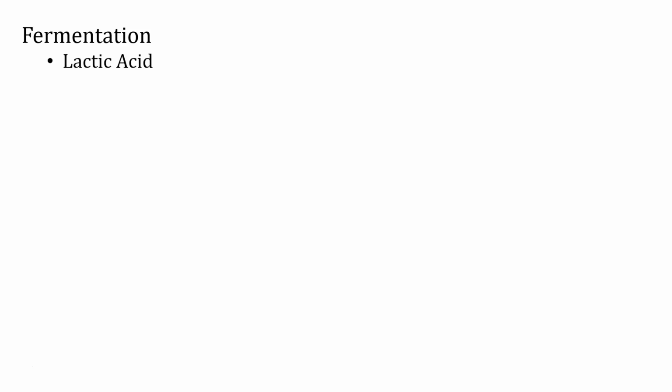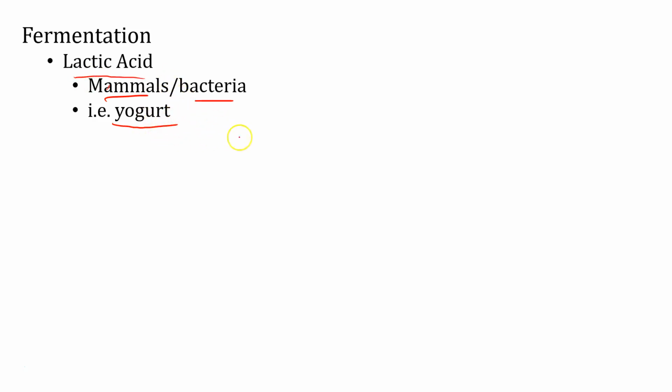The first one here, lactic acid fermentation, is the one that's done by mammals and also bacteria. And a cool example of this is yogurt. There's a couple of different types of bacteria that do this. I think it's called lactobacillus. And they are able to take glucose and break it down to form this stuff called lactic acid, and that's one of the important parts of making yogurt.